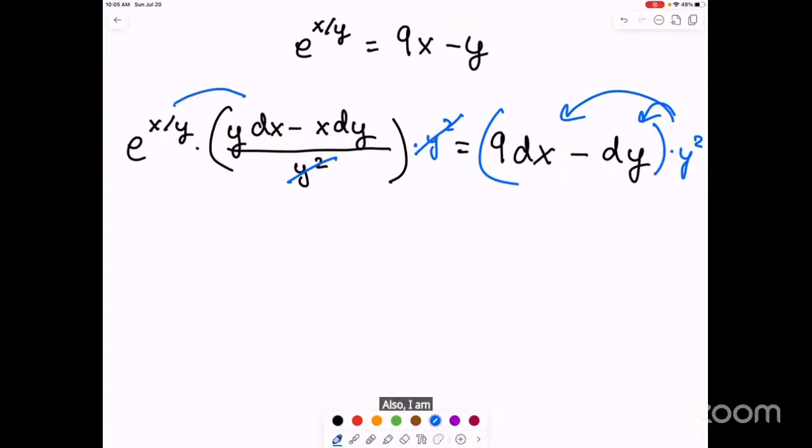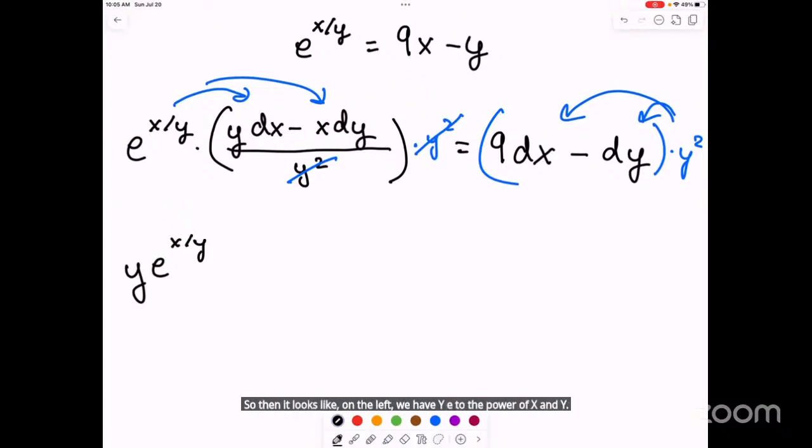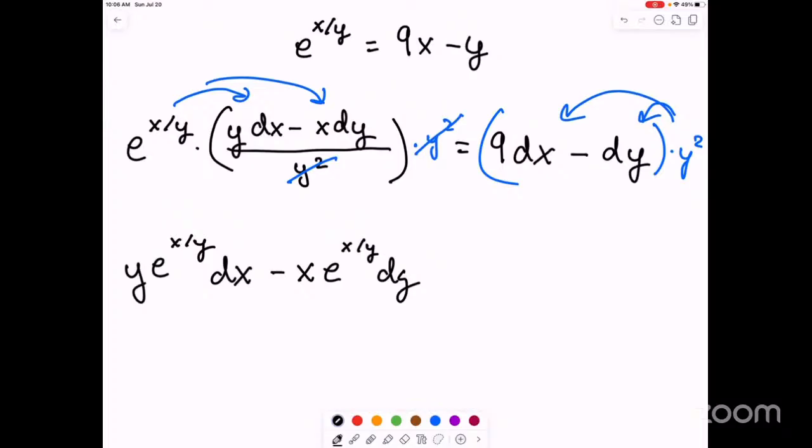Also, I am going to distribute this function e. So then it looks like on the left we have y e to the power of x over y dx. Then we have a negative x e to the power of x over y dy. Then over here, it looks like we have a 9y squared dx minus y squared dy.